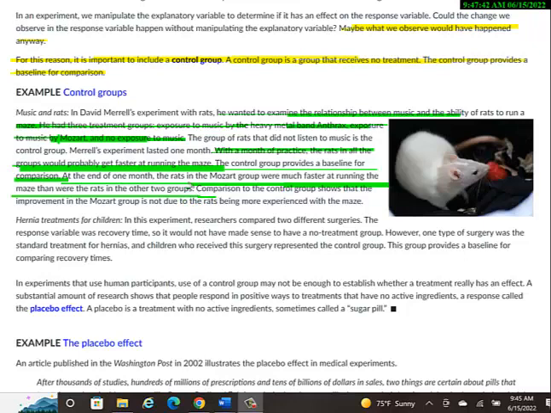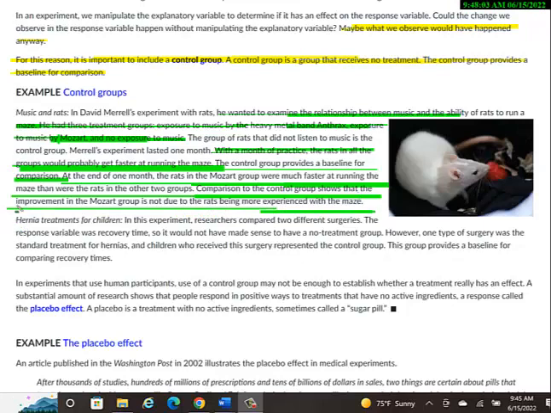So in comparison, the rats that listened to Mozart did the best, and the ones that didn't listen to anything, or the ones that listened to the heavy metal band Anthrax, didn't do as well as the Mozart group. Comparison to the control group shows that the improvement in the Mozart group is not due to the rats being more experienced with the maze. It just has to do with the type of music being listened to.